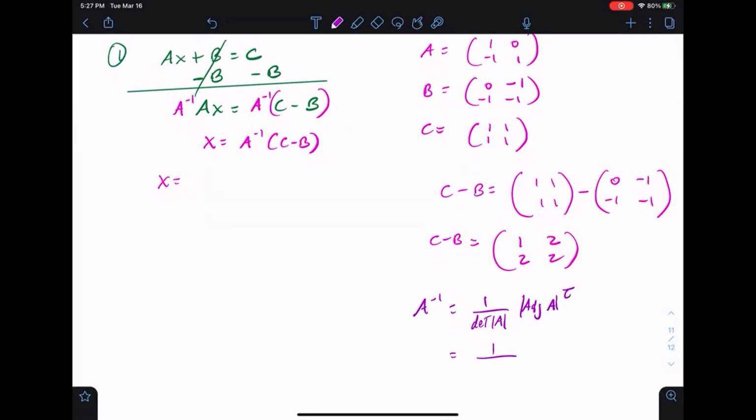So I don't need to worry about this. This is 1 over 1, which is just 1. And the adjoint matrix of A, when it's a 2 by 2, I don't need to worry too much, right? That's not difficult to do.